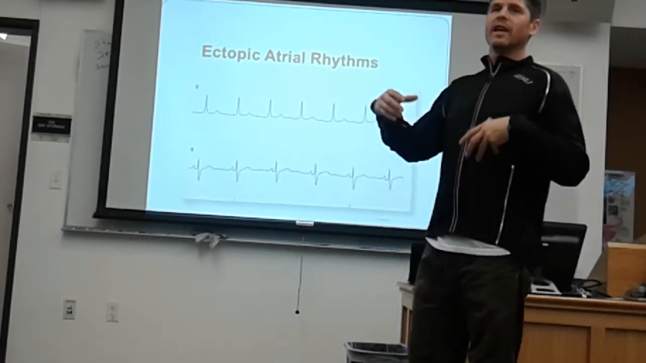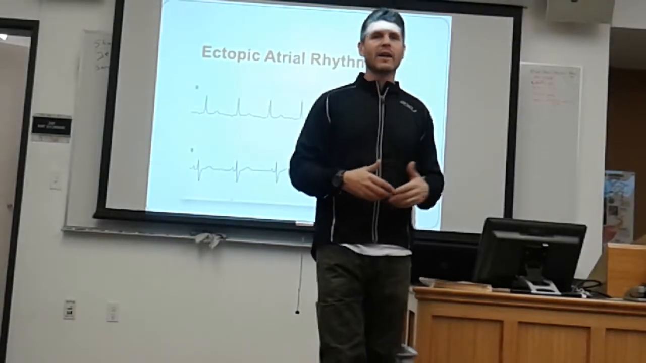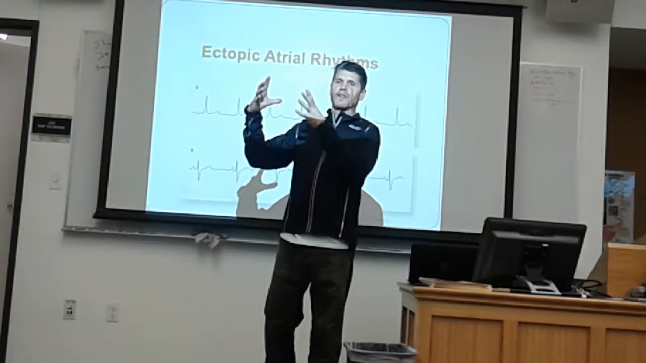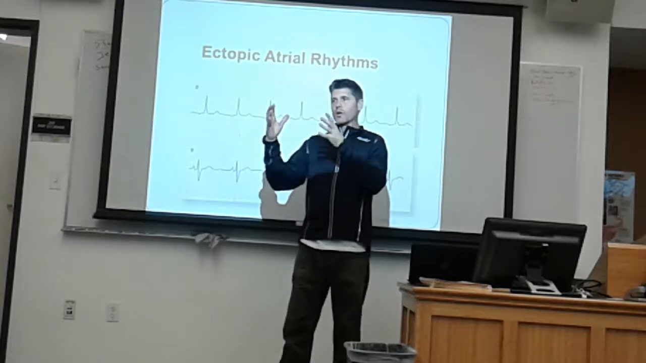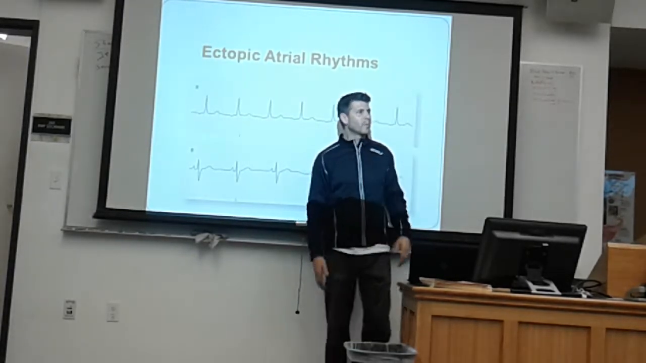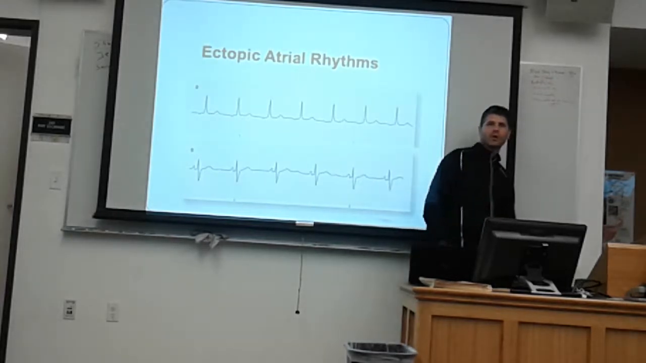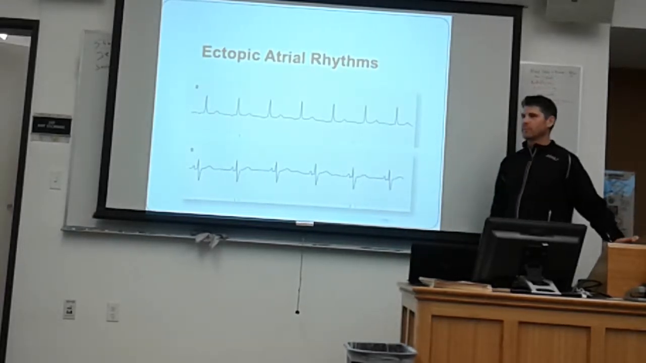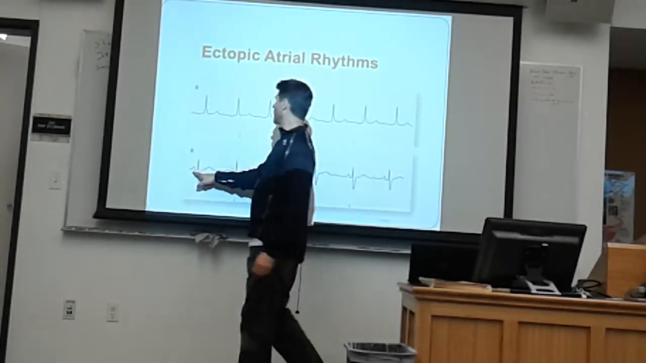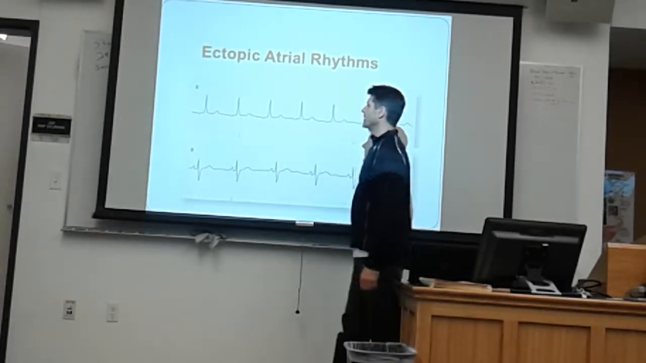Either it was inverted in a lead that it was supposed to be upright, or upright in a lead that it was supposed to be inverted, or a combination of a P wave that was mal-shaped, or a P wave that is closer to the QRS complex, so it had a shorter than normal PRI, something that made it abnormal that showed it was not coming from the SA node, is what we saw. So either a mal-shaped P wave, or an inverted P wave, something to that effect.